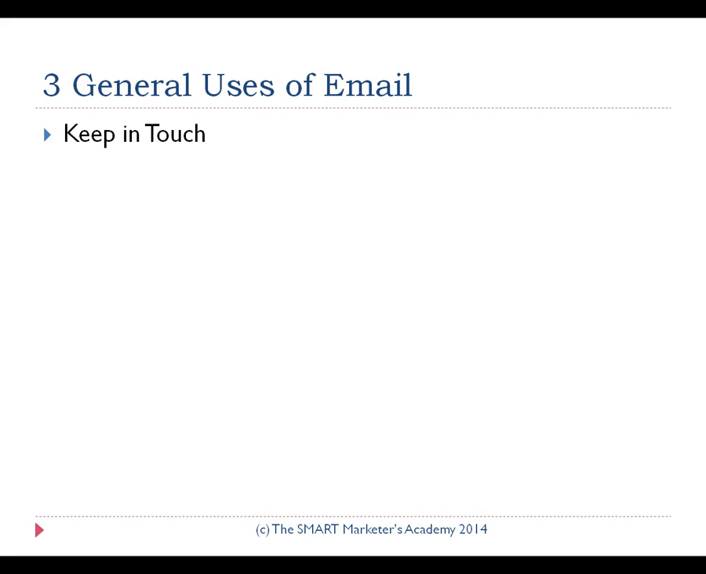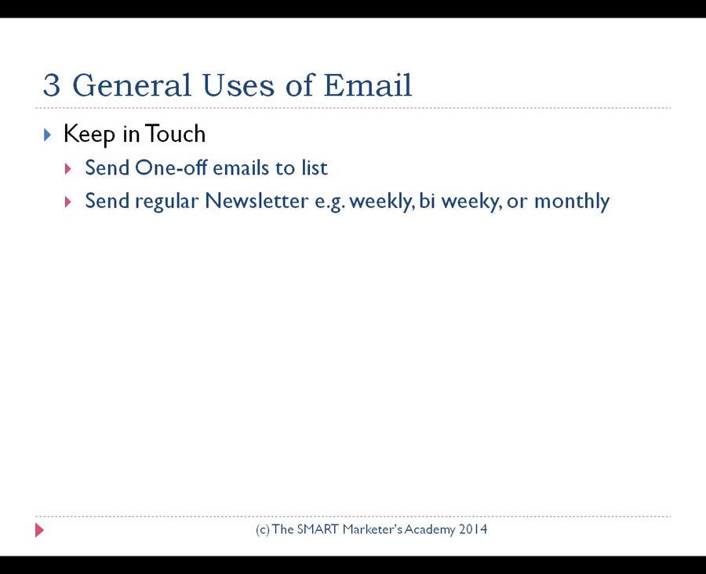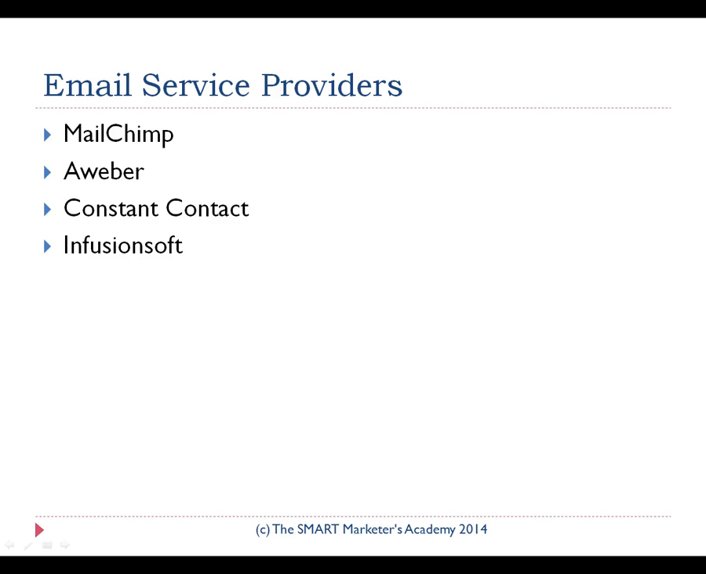So basically, what you need is to be able to send one-off emails to the list, or a regular newsletter to your list. You can send your newsletter twice weekly, it could be bi-weekly, or it could be monthly. So these are the 3 basic things that you need to do with your email at this level.